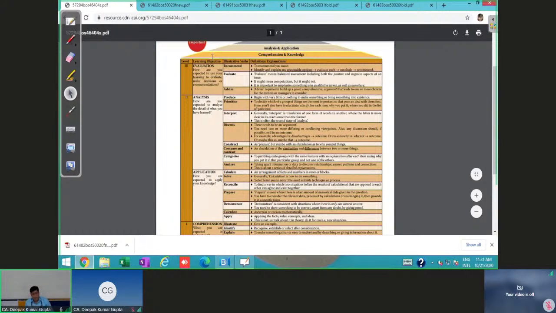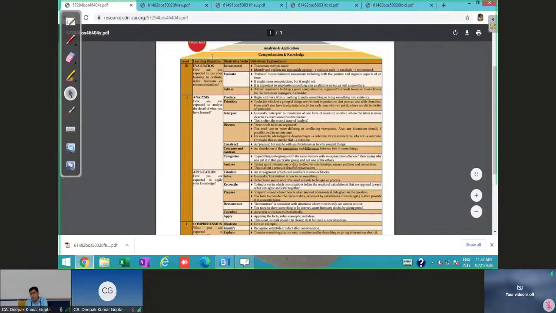The question cases at this level are based on skill assessment. An illustrative list of skill assessment is given on the website of ICAI. You have to follow the specific verbs given there. First of all, I will discuss each verb one by one, because for writing this exam, verbs are very important.